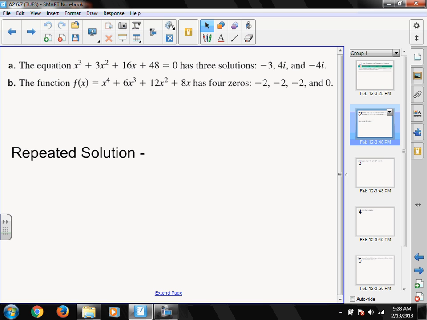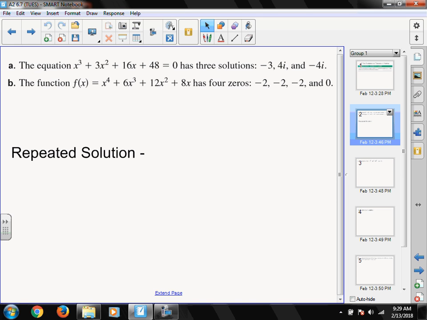Also, the function x to the 4th plus 6x cubed plus 12x squared plus 8x has 4 zeros. One at -2, one at -2, one at -2, and one at 0. Okay.